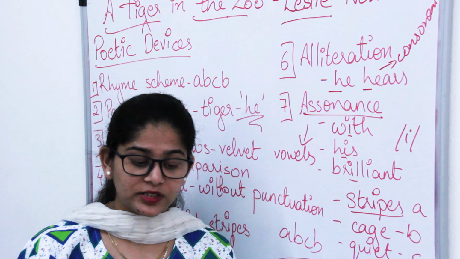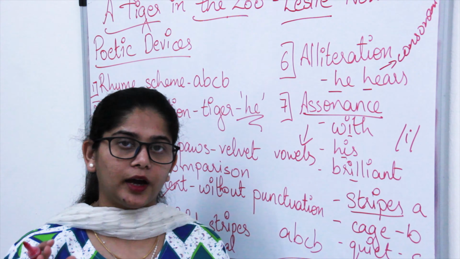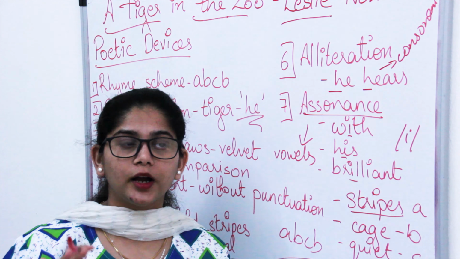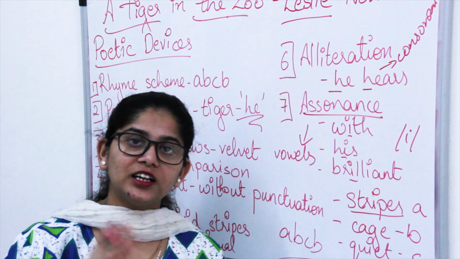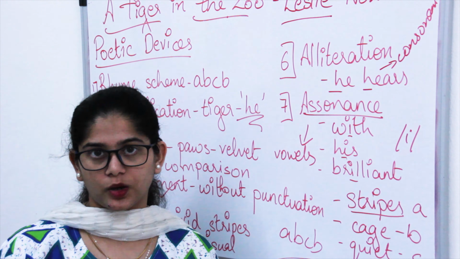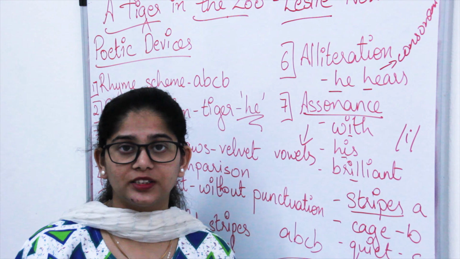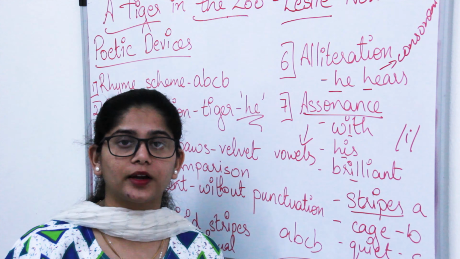I hope your doubts are clear. Keep this in mind: in Tiger in the Zoo, the poet is trying to compare two things, the tiger in the zoo as well as the tiger in the natural habitat. I hope it was quite informative for you, the Tiger in the Zoo.